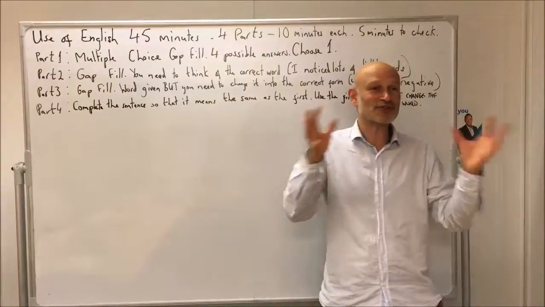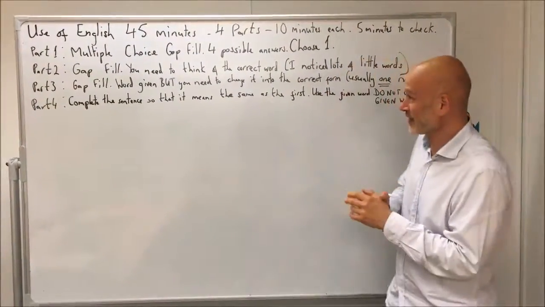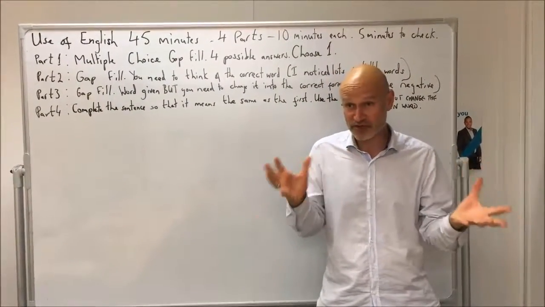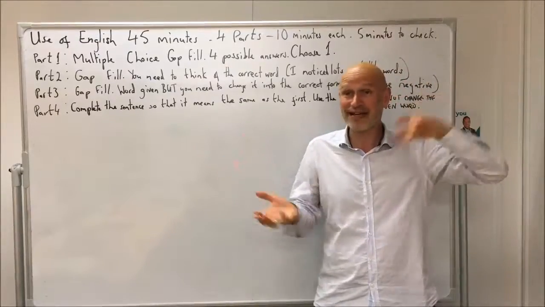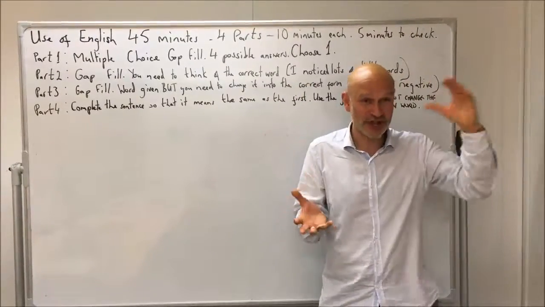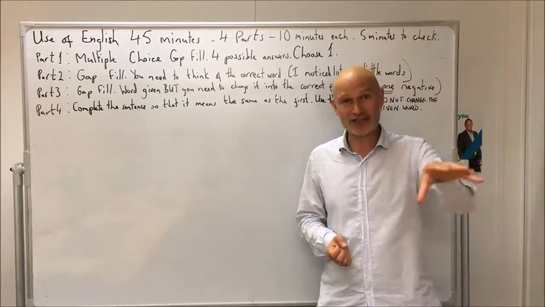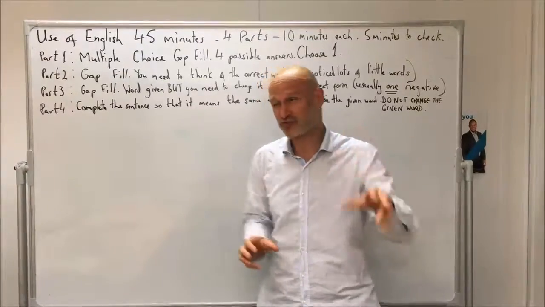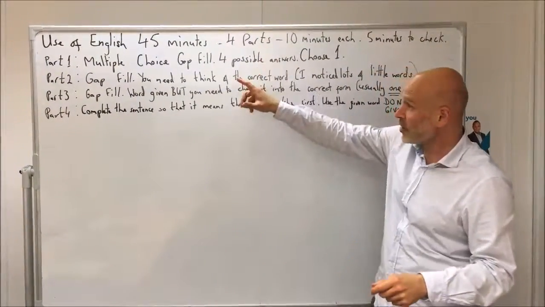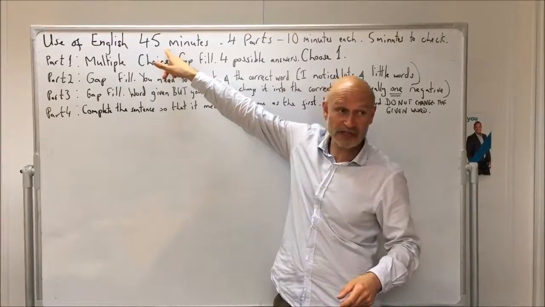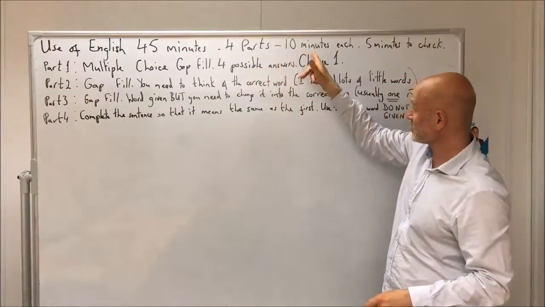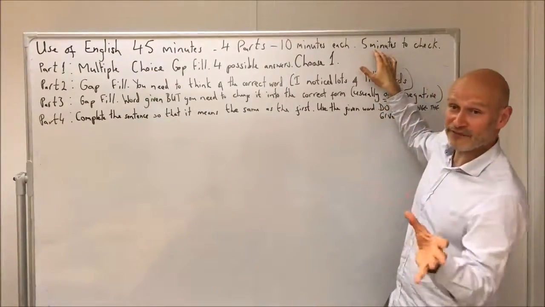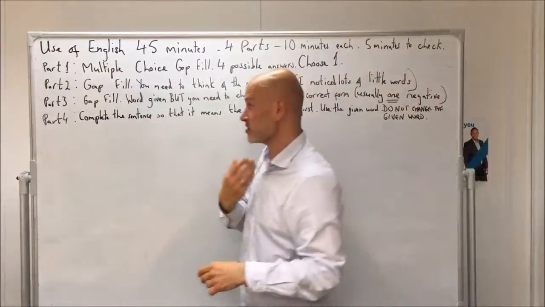Now, let me just give you a quick structure overview of use of English. And this is an overview at the moment. Things might change with the first certificate. So, you know, when you come to take this exam, things might have changed. And if you're watching this video and it has changed, please let me know by putting a comment in the comments section of the video. It's really important. So at the moment, you have 45 minutes and there are 4 parts. So I say to you about 10 minutes per section, which gives you 5 minutes at the end just to go through and check your answers.